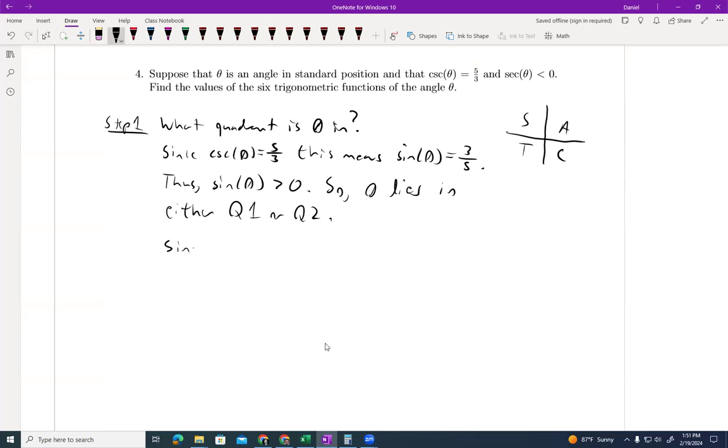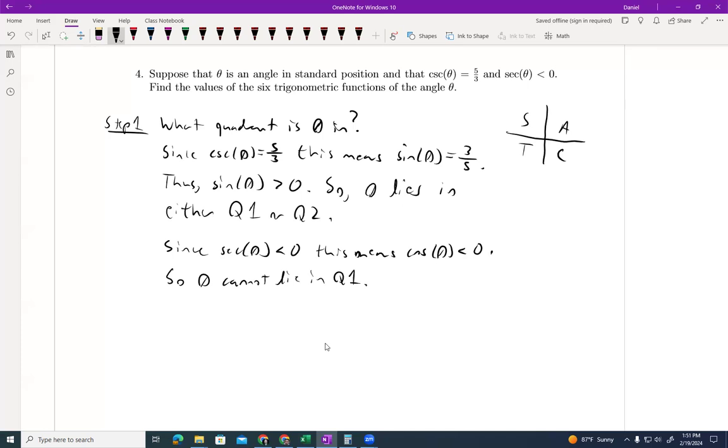Now, since secant of theta is less than 0, it's a negative number, this means that cosine of theta is also less than 0, right? They're reciprocals of each other, so if one of those is positive, the other one has to be positive. If one of those is negative, the other one has to be negative as well. So theta cannot lie in quadrant 1.